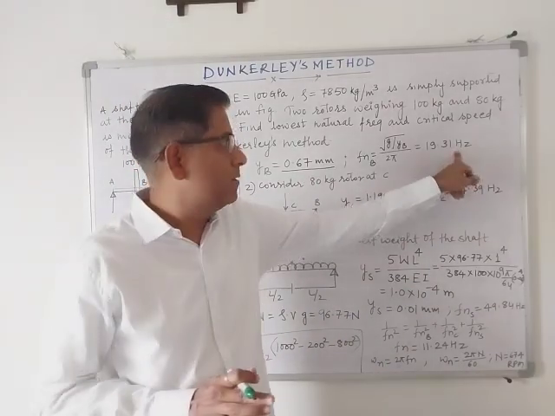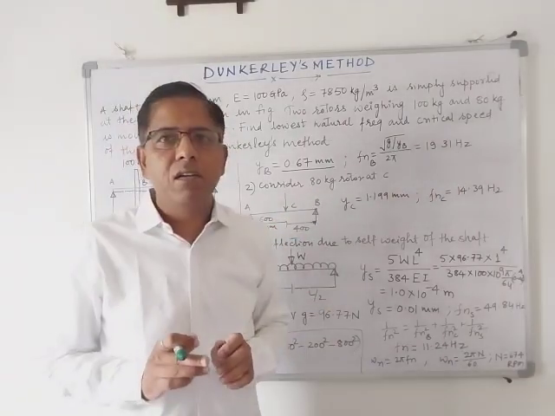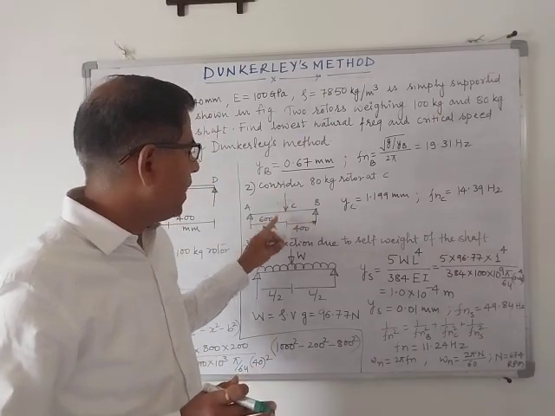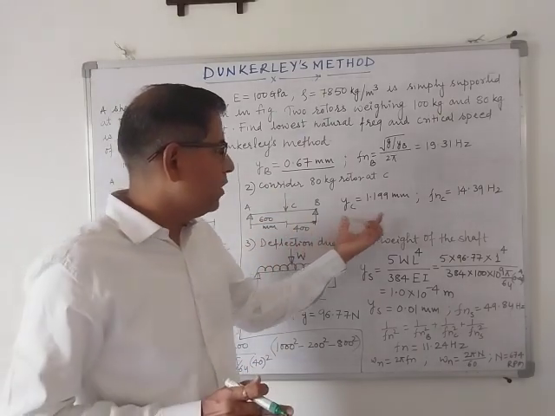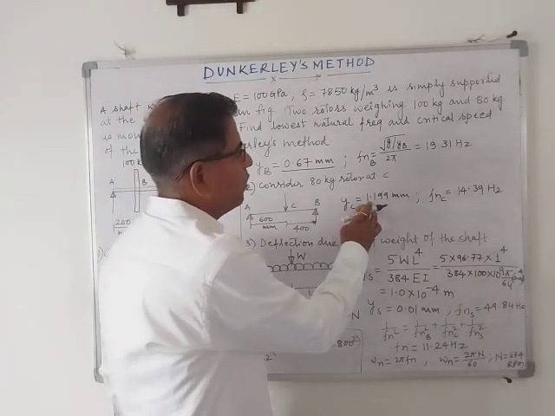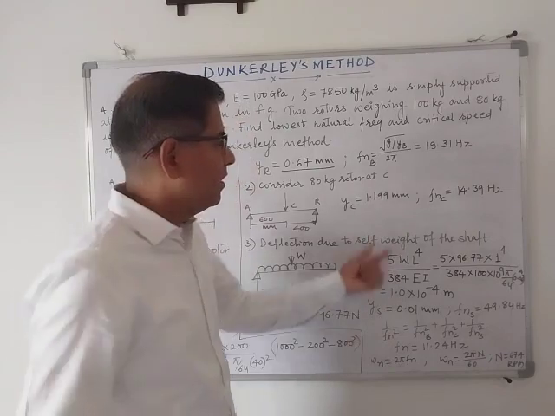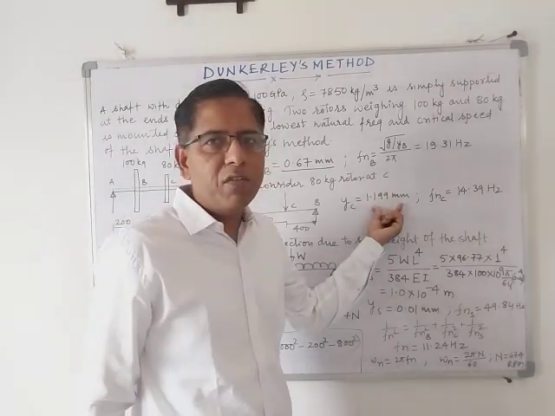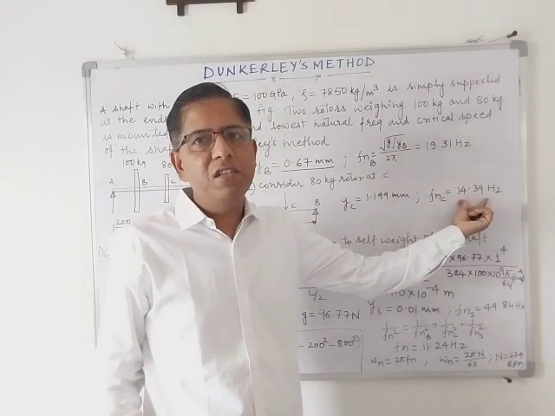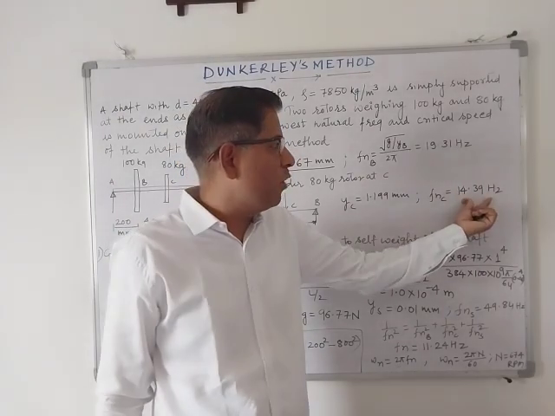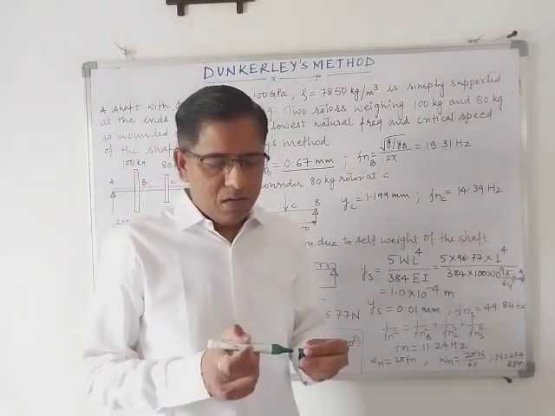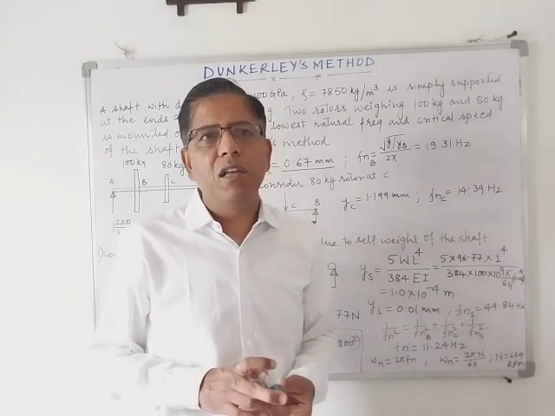Then we consider the rotor at point C only, that is the 80 kg, and by using the same formula and putting the values, we determined the deflection as 1.19 mm, and from this deflection you can find the natural frequency because of the 80 kg rotor only, and it comes out to be 14.39 Hertz.